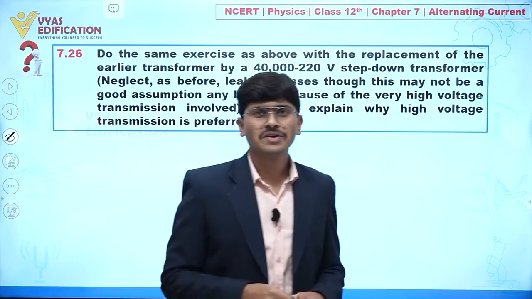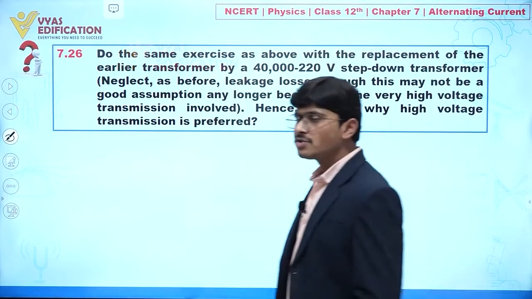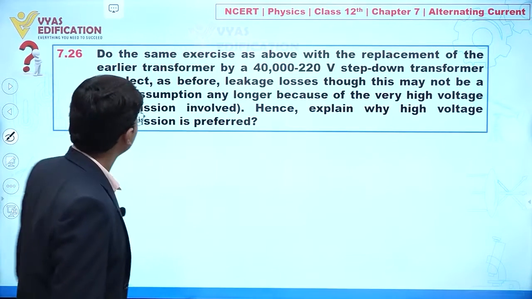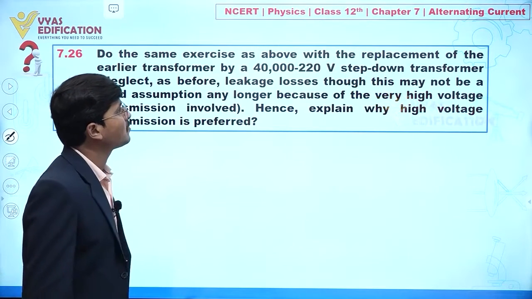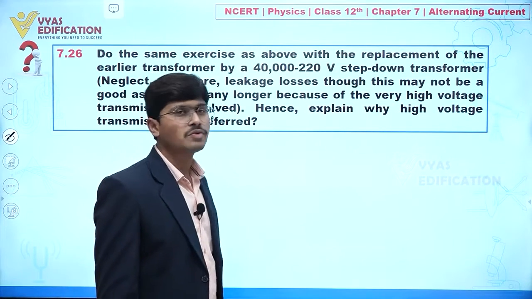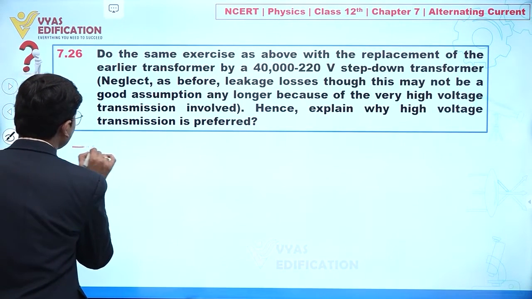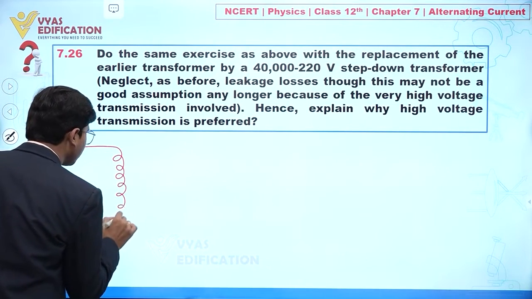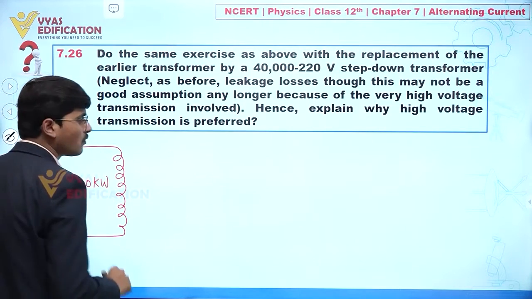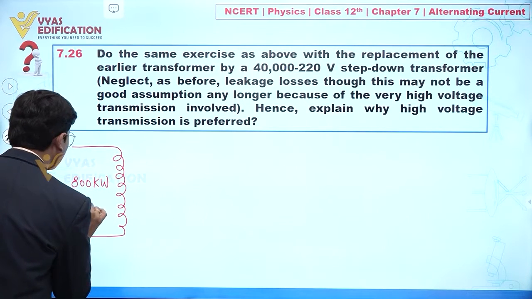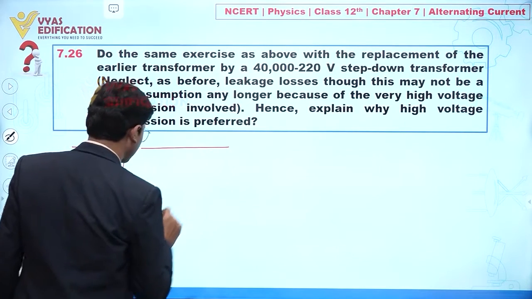Now student, we are going to solve question number 7.26. In this question it is given, do the same exercise as above with the replacement of the earlier transformer by 40,000 and 220 volt step down transformer. Now concentrate. Let's consider the situation of the previous question. We need output power of 400 kilowatt, and it should be available at 220 volt. But there is one change that is to take place.